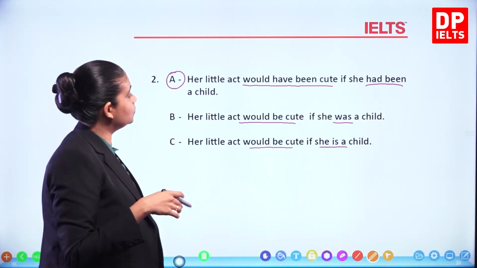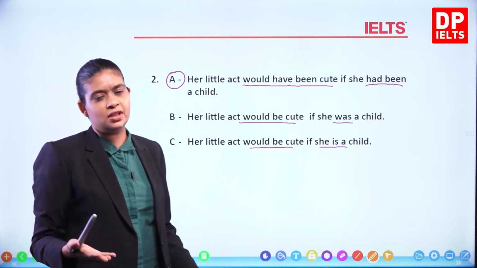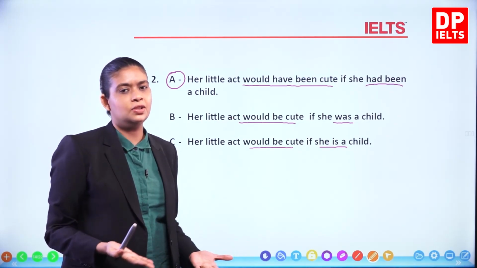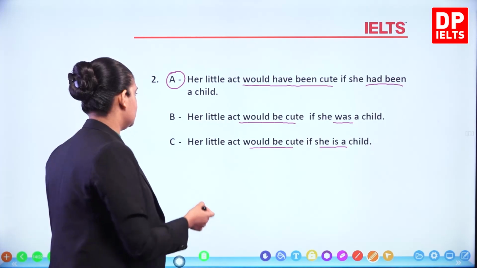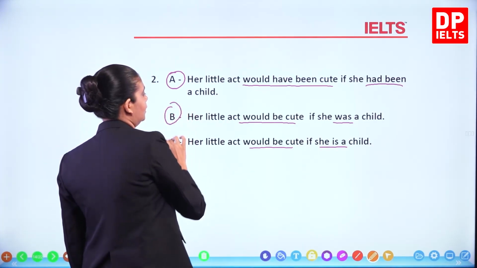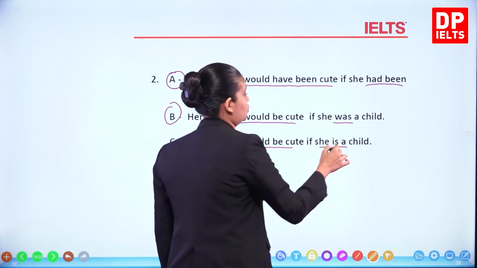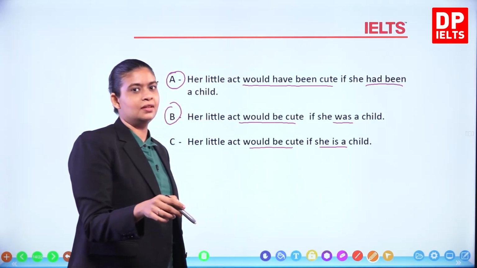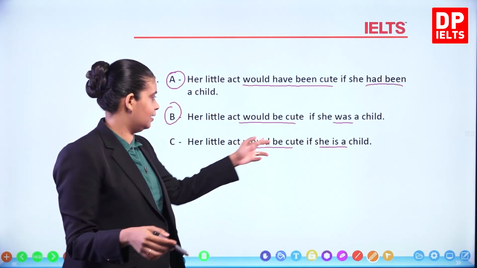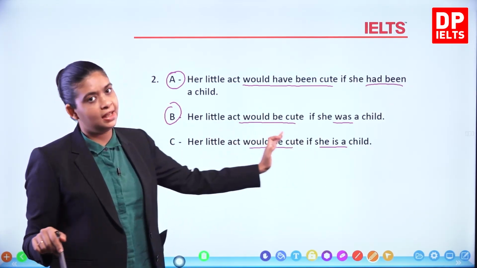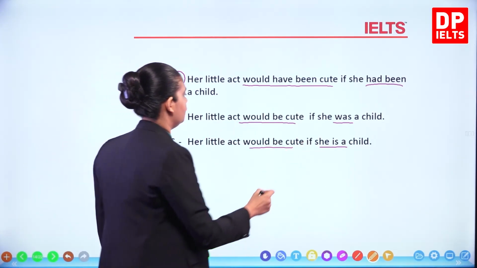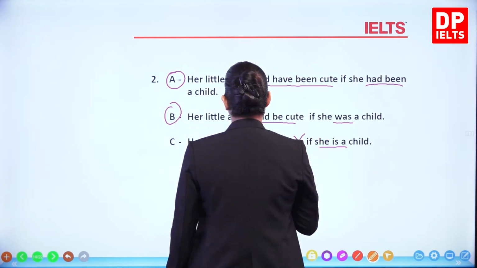Her little act would be cute if she was a child. So this is something unlikely to happen, because if she was a child, then it would have been cute, yes. Her little act would be cute if she is a child. I mean, is that something likely? If she is a child, not really. So there is no meaning to the third one, therefore it is wrong.